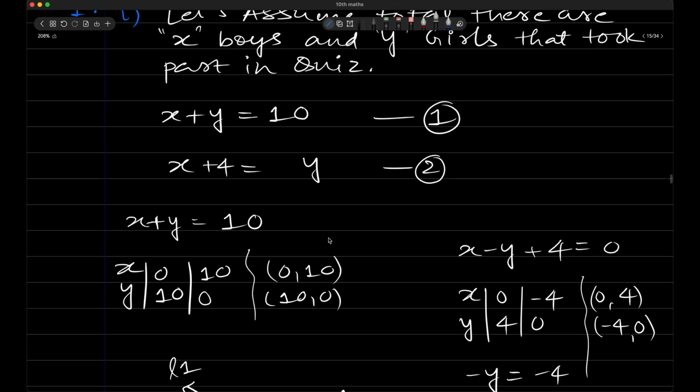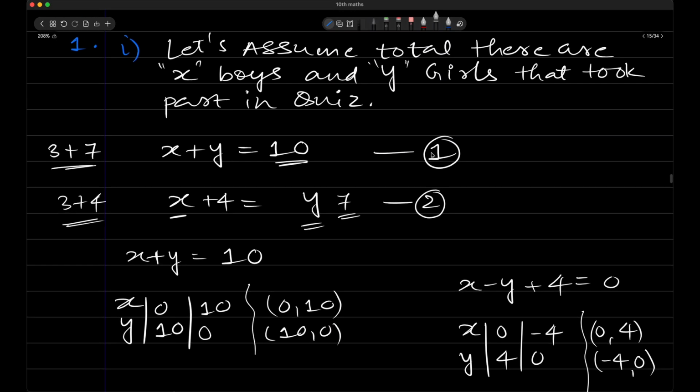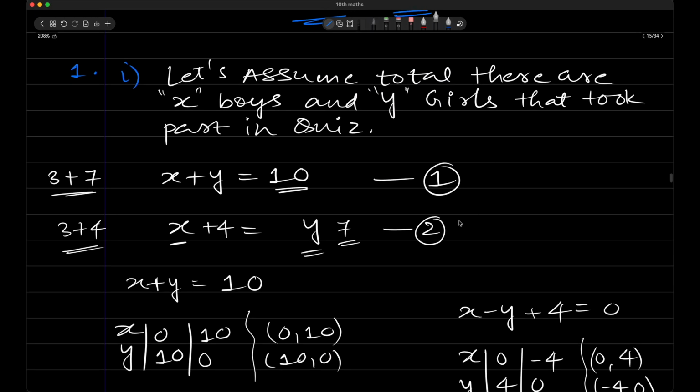To verify this, we can put x equals to 3 and y equals to 7 in both the equation. So for first equation, if we put x equals to 3 and y equals to 7, 3 plus 7 equals to 10. And for second equation, 3 plus 4 equals to 7. If we verify using substitution method, we will get the same answer.